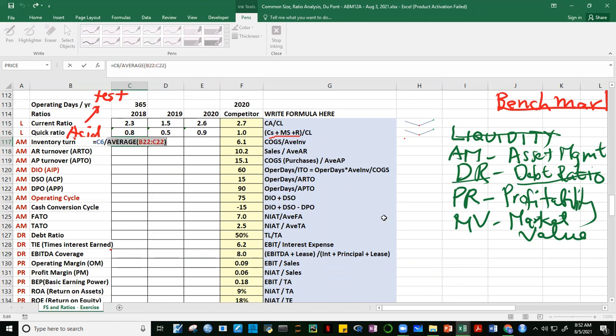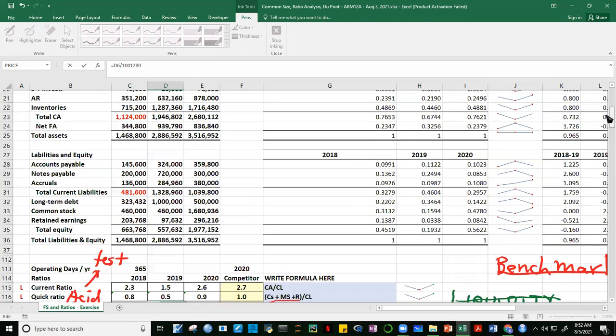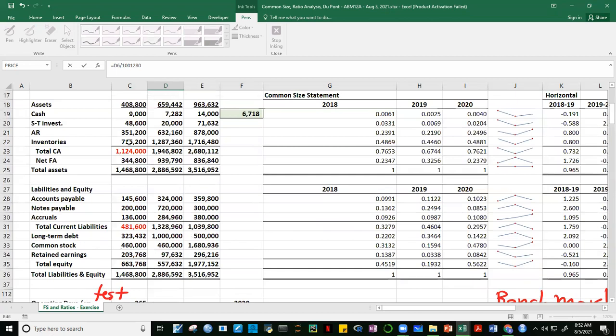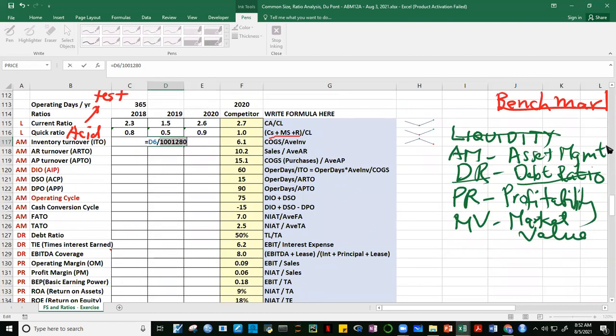Okay. All right. So we can copy this to the right. Okay. So ito, average ng C22, D22. And if you see what this is, okay, 1,001,280. So that's the average. So average nito, no? Average of this one. Okay, so tama yan. Okay, and this one, 3.9.